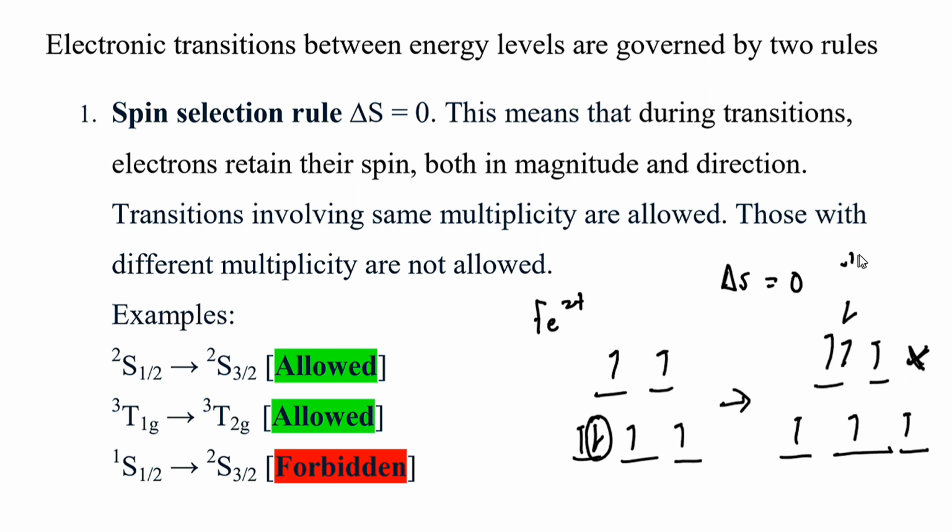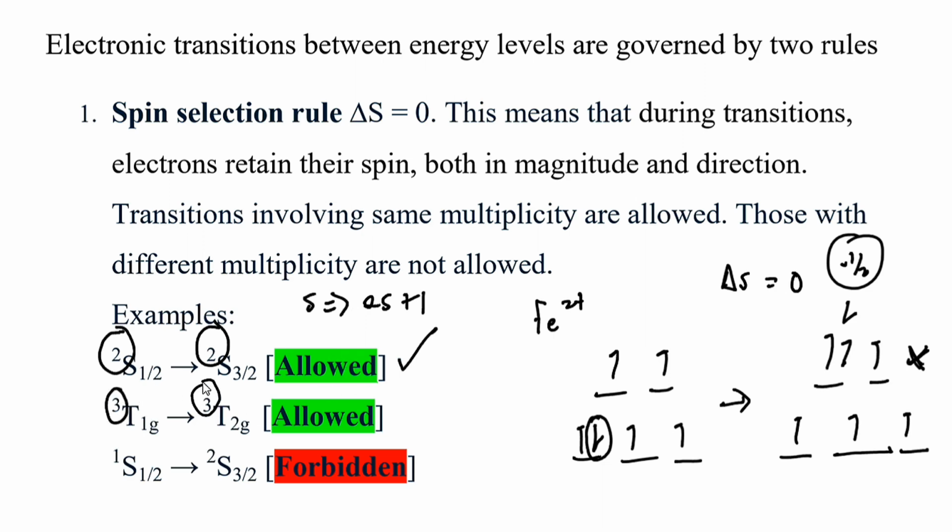So this spin is negative 1/2, right? Transitions involving the same multiplicity are allowed. Those with different multiplicity are not allowed. So looking at this, this is the multiplicity, right? Spin gives rise to multiplicity. If the multiplicity is the same, then the transition is allowed. Looking at this, the multiplicity is the same, so it's allowed. But looking at this, the multiplicity is not the same, so this is not allowed based on the spin selection rule.